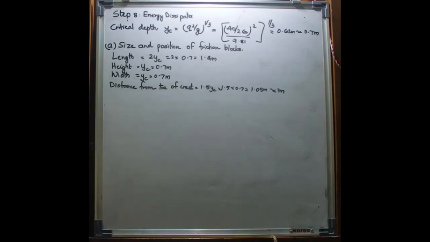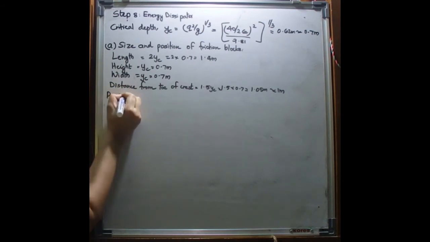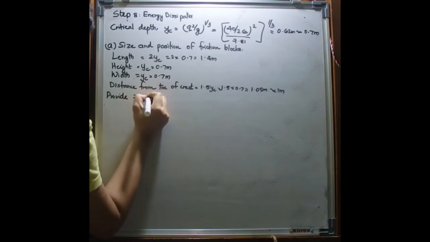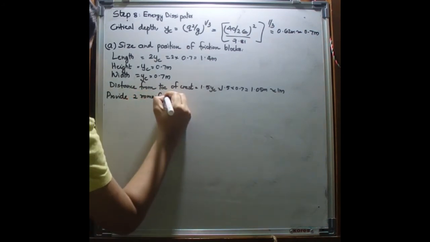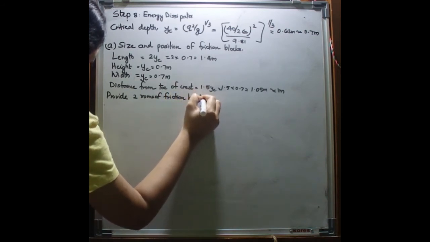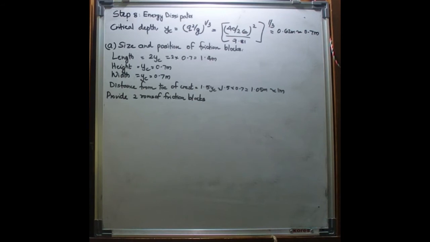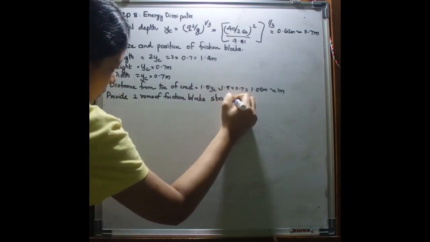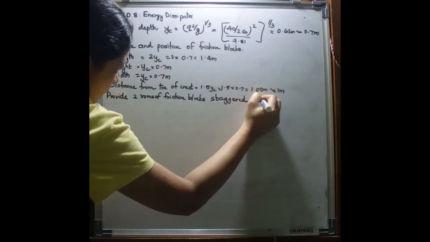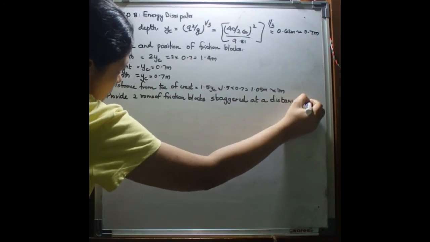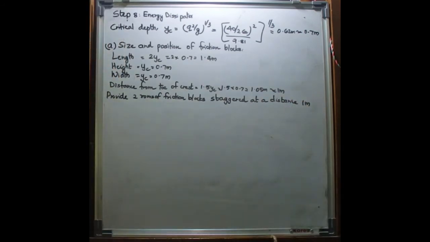Provide 2 rows of friction blocks staggered at a distance 1 meter from the toe of the crest.